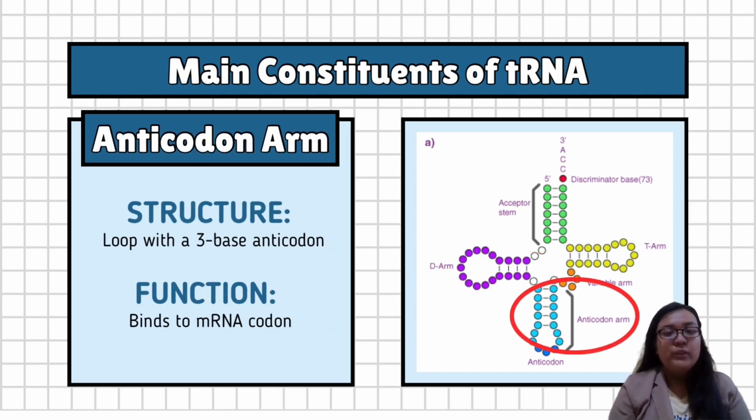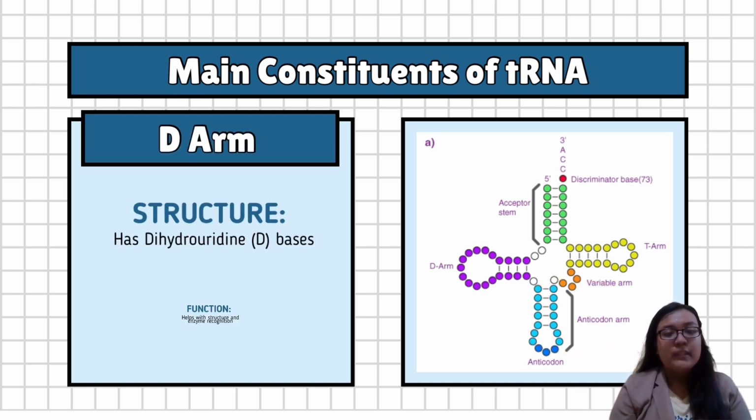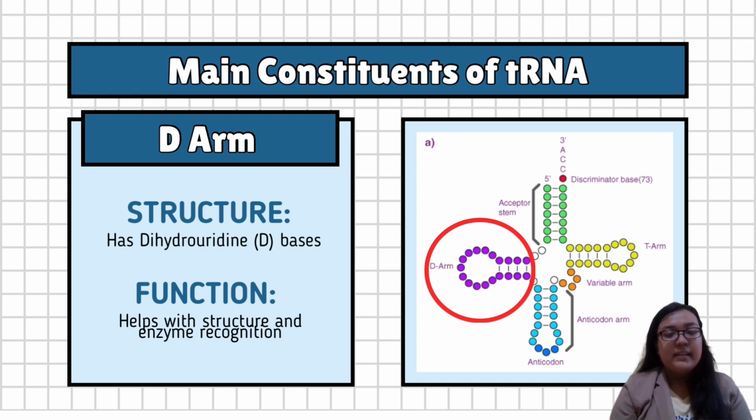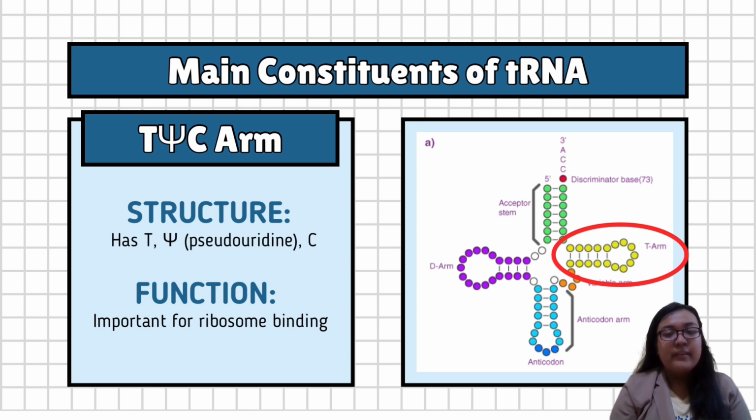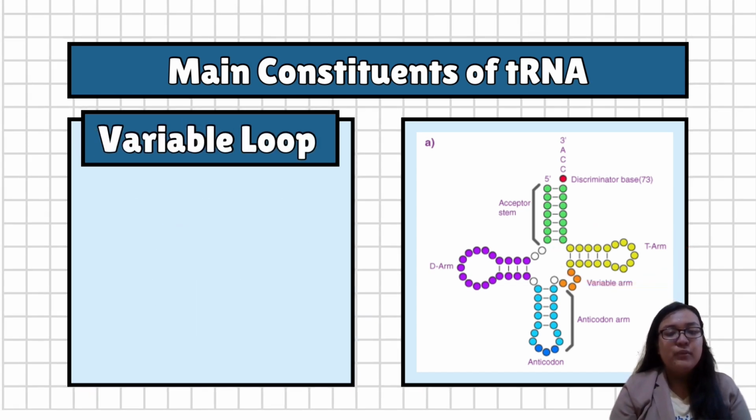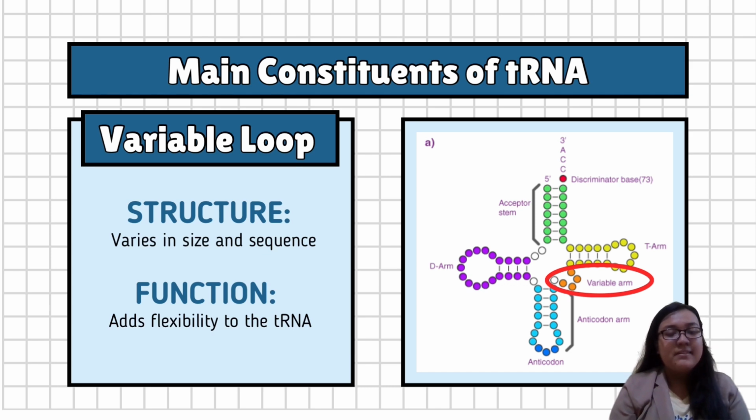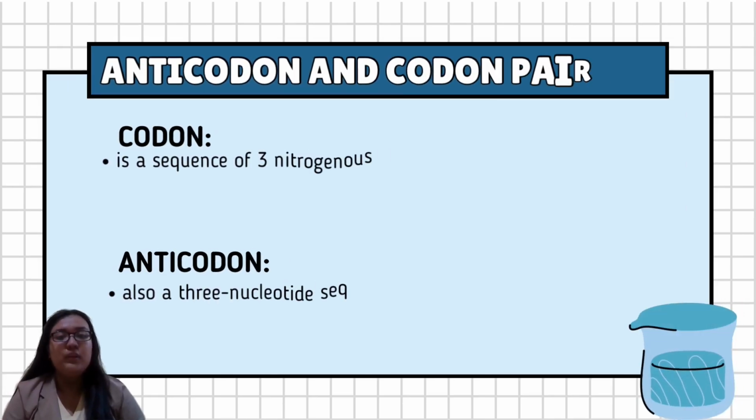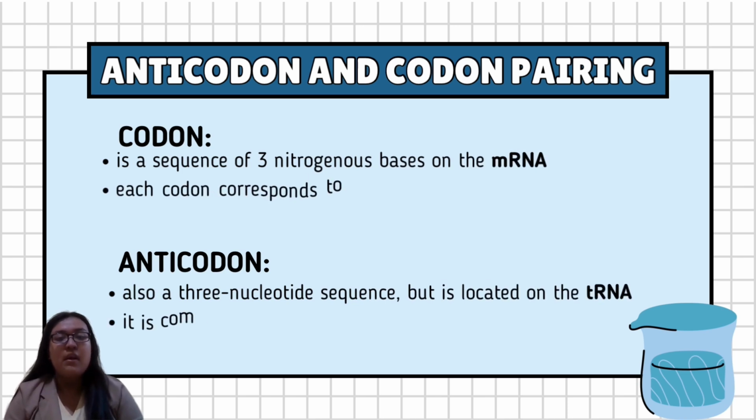The anticodon arm, which contains the loop with a 3-base anticodon that binds to the complementary codon on mRNA. The D arm, containing the dihydrouridine bases, helps maintain tRNA structure and recognition by aminoacyl tRNA synthetase. The TΨC arm, containing ribothymidine, pseudouridine, and cytidine, is important for ribosome binding. The variable loop, which varies in length and sequence, adds flexibility to tRNA.